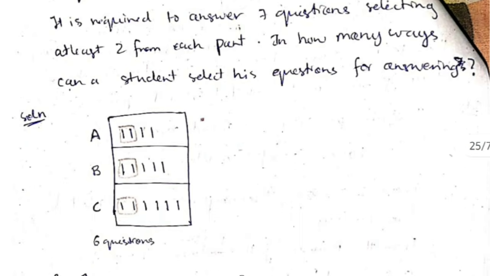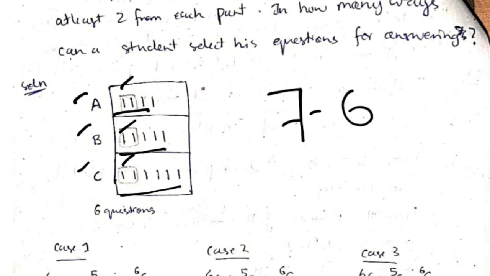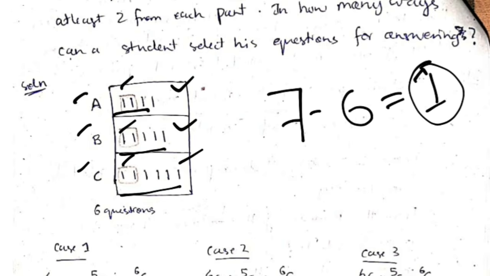In this question we have been given that the question paper has 3 parts, so the total number of questions we have to attend is 7, okay, at least 2 from each part. So A has 4 questions, B has 5 questions, C has 6 questions, okay. If you have to attend 2 from each part, how many questions are to be attended? Altogether 6. So we have a choice for 1 question, okay. That 1 remaining question can be chosen either from A, B or C, okay.